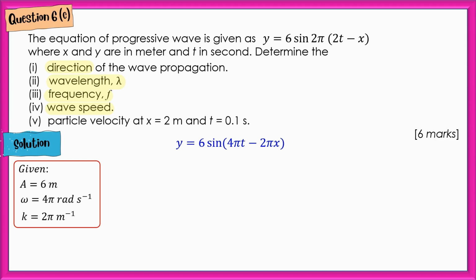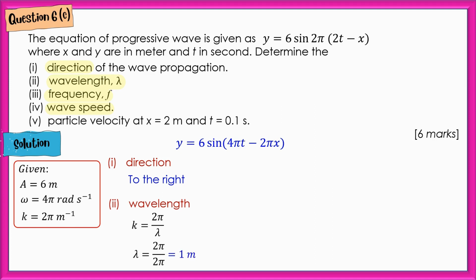To identify the direction of the wave propagation, we will look at the sign inside the equation. This negative sign shows that the direction of the wave propagation is from left to right. So the answer is the wave propagation is to the right. For the wavelength, we will refer to the equation of wave number k equal to 2 pi over lambda.